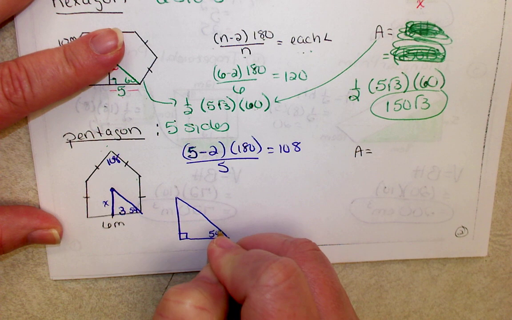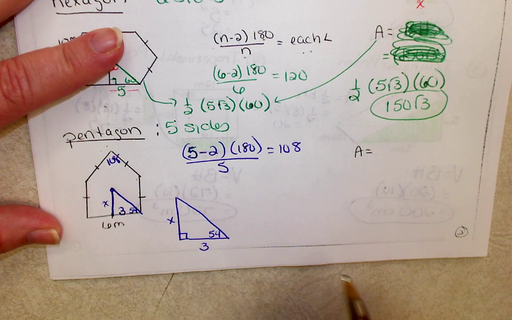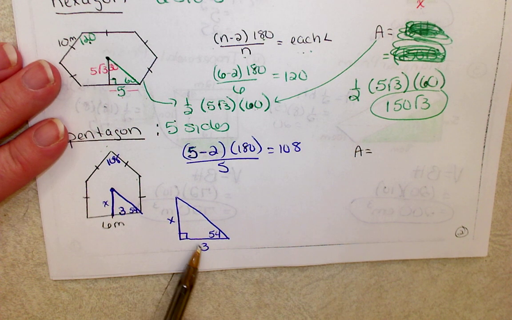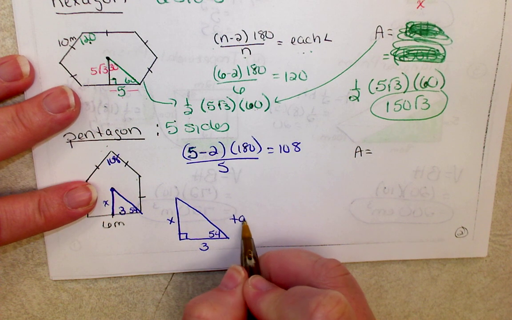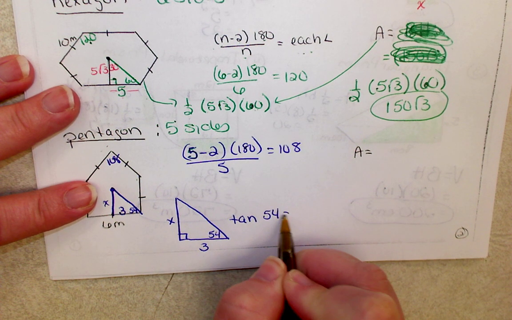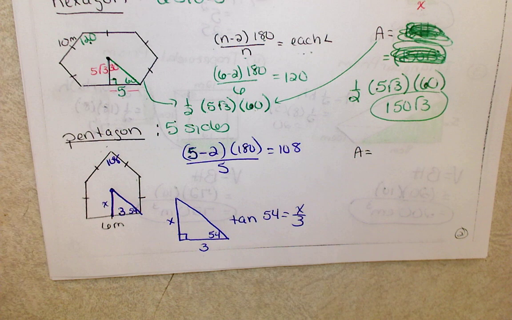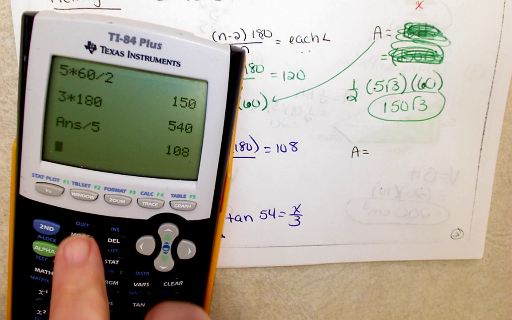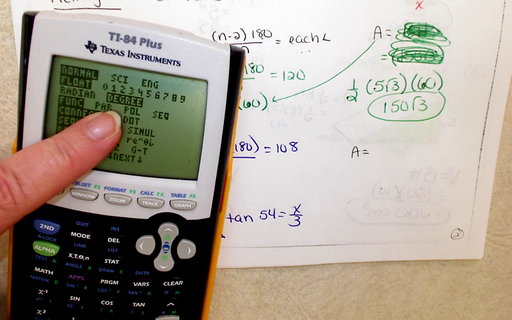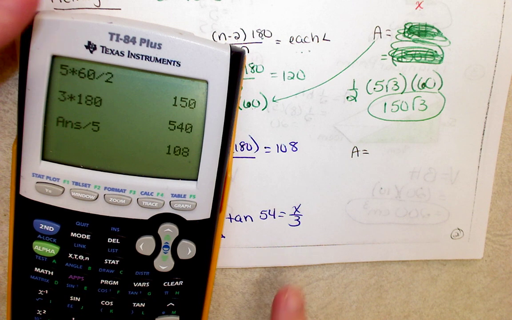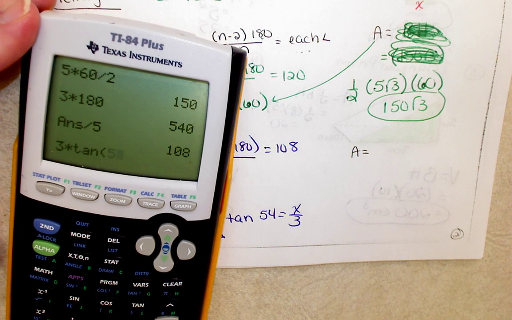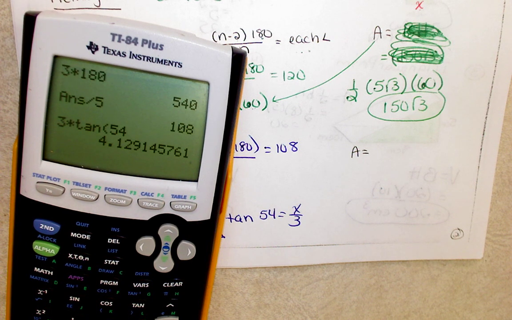I know this is 54, this is x, and this is 3. So I have opposite and adjacent, which I know is tangent. So I'm going to say the tangent of 54 equals x over 3. Now, let's make sure that our calculator is in the correct mode. It's got to be in degree mode. Since I'm looking for the numerator, I'm going to multiply. So I'm going to say 3 times the tangent of 54, and that's 4.1.